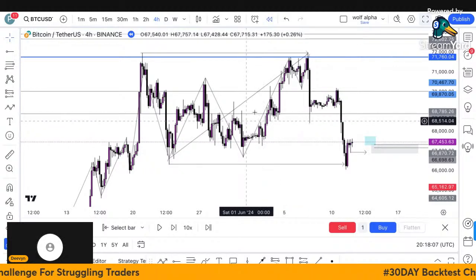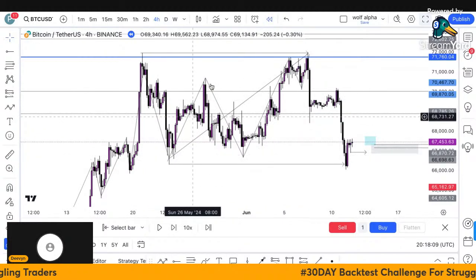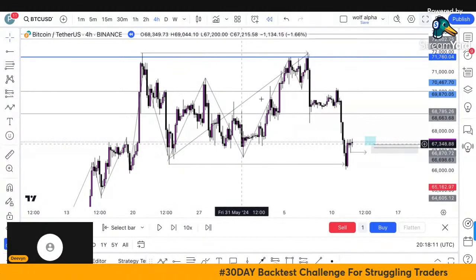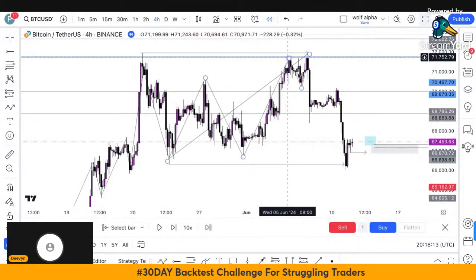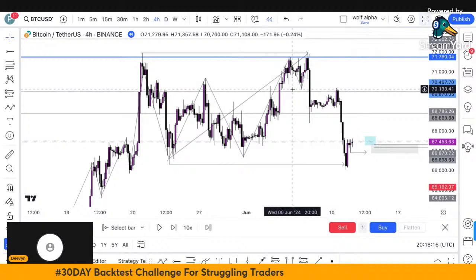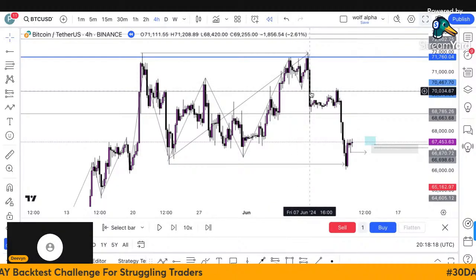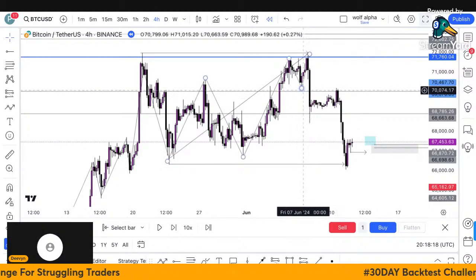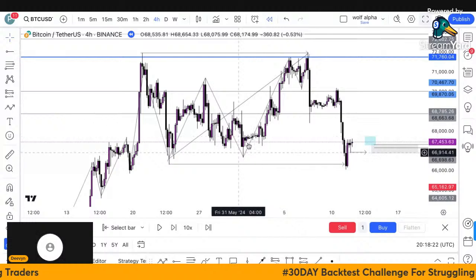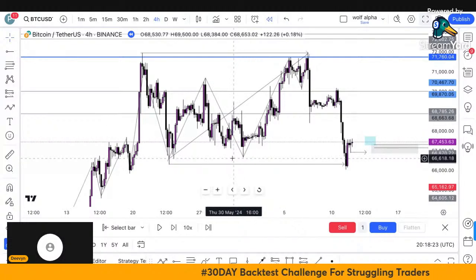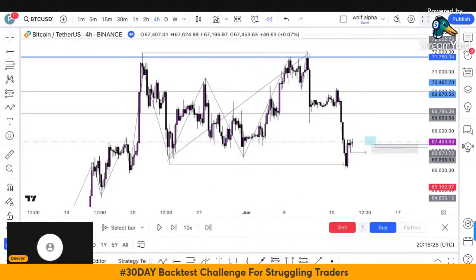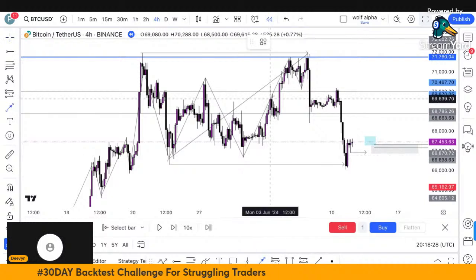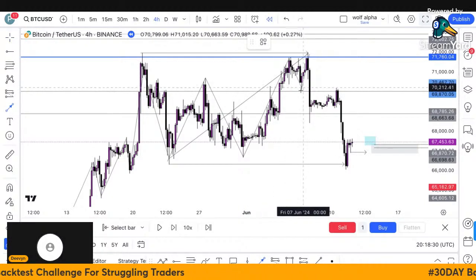So now, on this mini structural move here, we can see that yes, price has broken this point. Price has broken this point also. But in reality, yeah, price has broken this point.